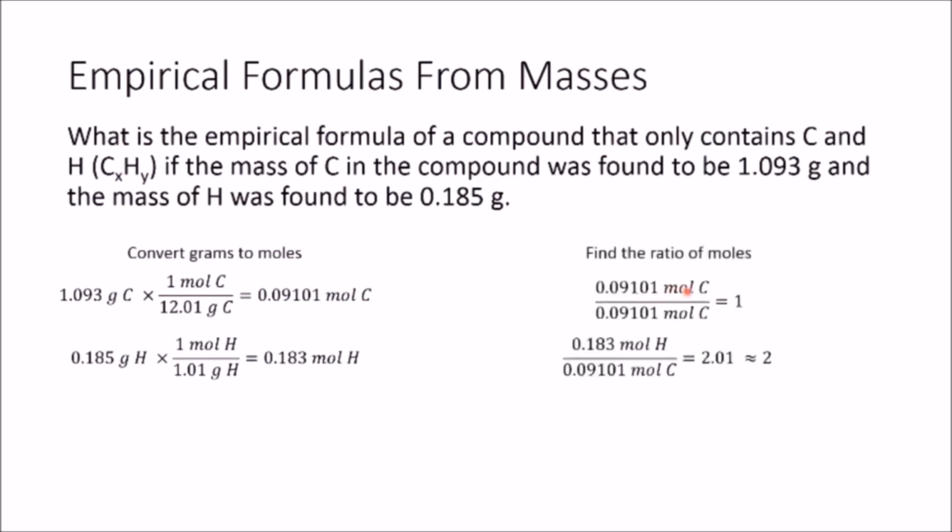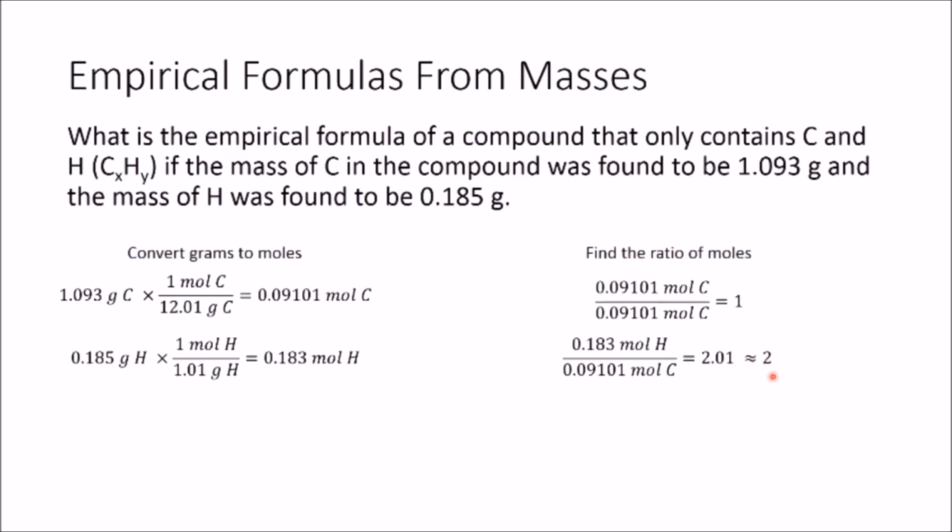When we do that, of course, for the moles of carbon, the ratio is 1 because we divided the same number by itself. In the case of moles of hydrogen, we divide the 0.183 by the 0.09101, and we get a ratio of 2.01. Of course, you know we can't have 0.01 of a hydrogen. You can have 1 or you can have 2, but you can't have 0.01. And the reason for this is they're physical things. You can only have integer numbers of them. So we round to the nearest integer, in this case 2.